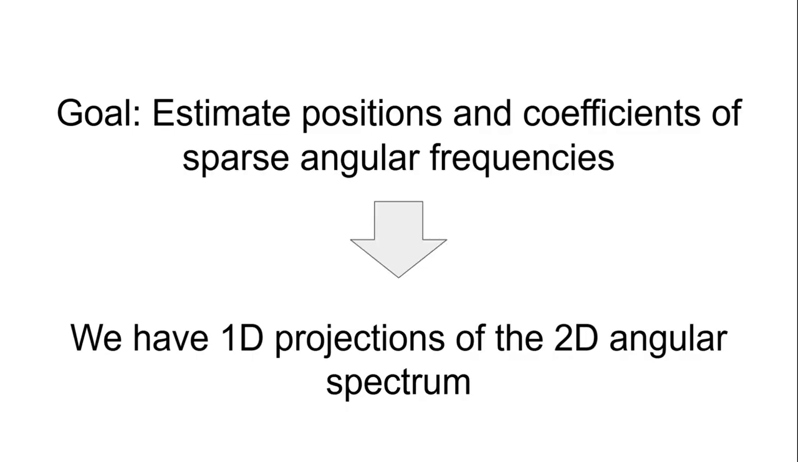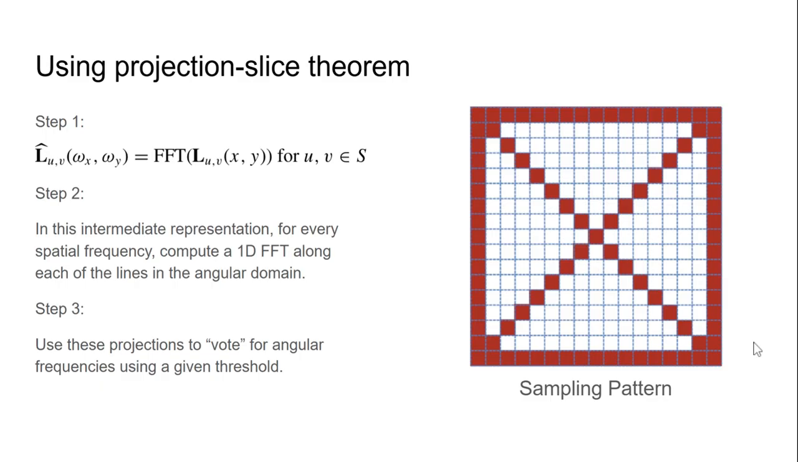The problem now boils down to just estimating the positions of the sparse angular frequencies and their corresponding coefficients. And the first thing to note in order to do this is that we already have access to 1D projections of the 2D angular spectrum. And I'll show you what I mean by that in the next few slides. So, say this is the sampling pattern that we have with six different lines.